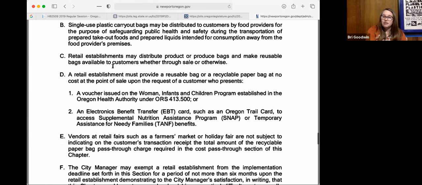There's also in here an exemption. So again, thinking about justice, diversity, equity, and inclusion, and also hardships that can be created by laws. Right here, you see that anyone who has a women, infants, and children program voucher or an electronics benefit transfer or other food assistance cards are exempt from paying the 5-cent fee for paper bags.